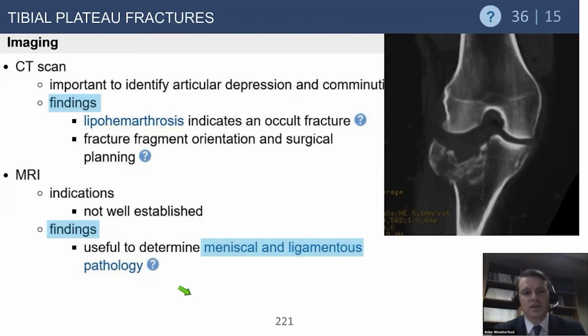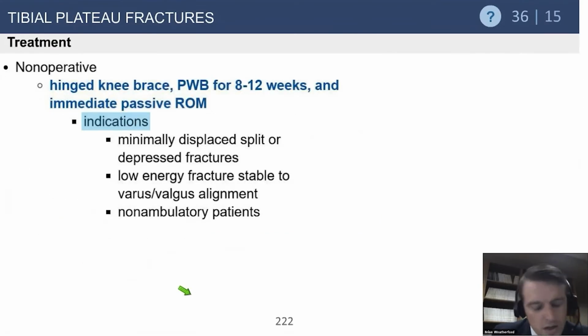In these injury patterns, I think it's very important to obtain a CT scan. You want to carefully evaluate the amount of articular depression and help you to delineate the fracture lines and plan for surgical treatment. MRI is controversial. Again, there are some centers that do routinely perform MRIs for plateau fractures. We know there's a high associated incidence of soft tissue injury, including meniscal pathology as well as injuries to the cruciate ligaments. There may be an evolving role for MRI, however, it's unclear at this point when we should be performing an MRI for tibial plateau fractures.